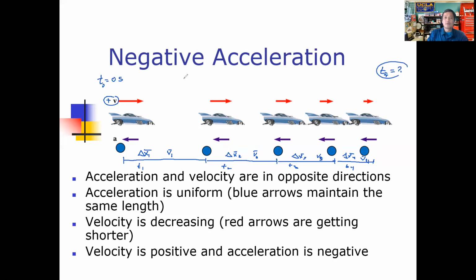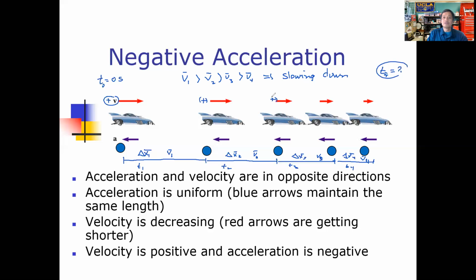Therefore, the velocity at 1 is going to be greater than the velocity at 2, which is greater than the velocity at time interval 3, which is greater than the velocity at time interval 4, which means that the object is slowing down. If the velocity is getting smaller and smaller, the object is slowing down, the car is slowing down. Now, in each case, the velocity is still positive.